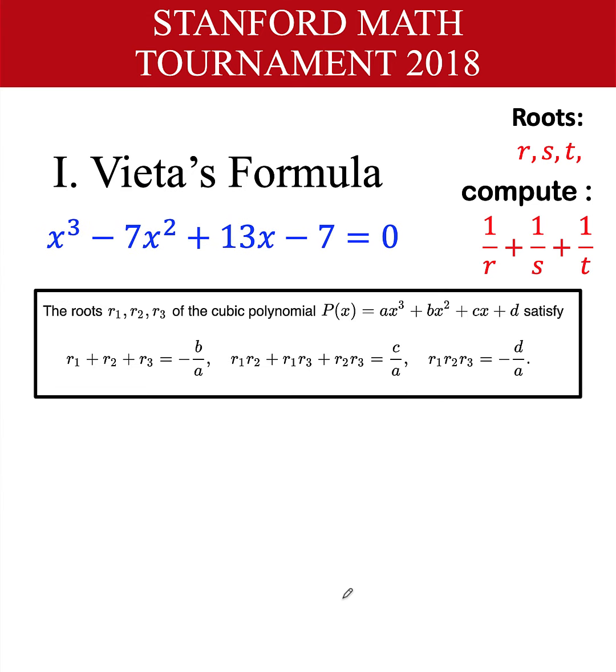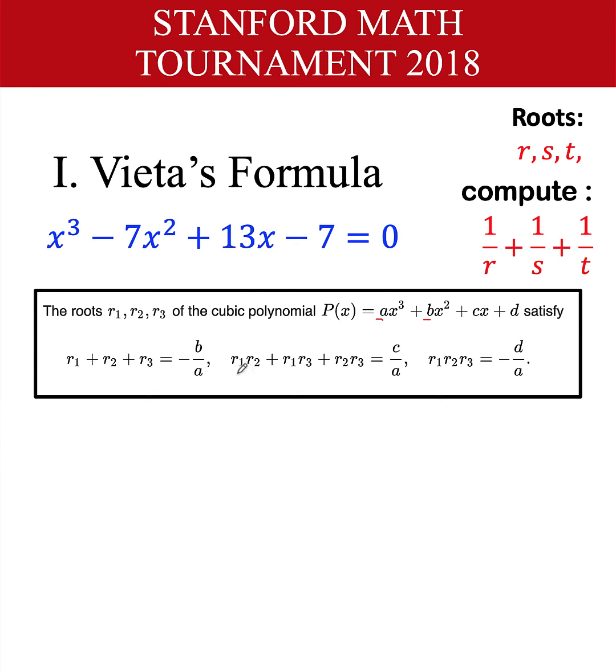So what's Vieta's formula? If we are given this cubic polynomial ax cubed plus bx squared plus cx plus d, and its roots are r sub 1, r sub 2, and r sub 3, then the sum of the 3 roots is equal to the negative of the coefficient of the x squared term, which is b, over the coefficient of the cubic term, which is a. So you have negative b over a.